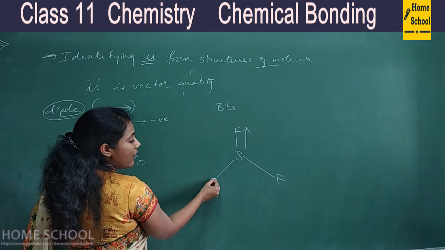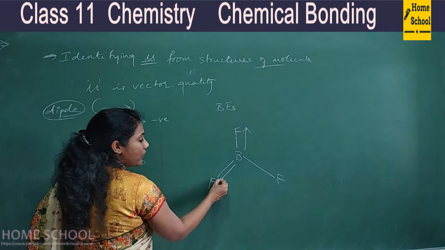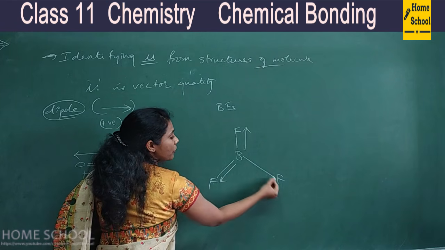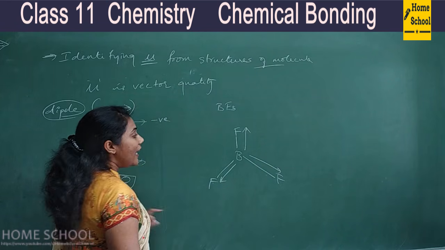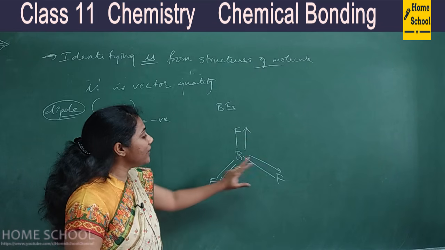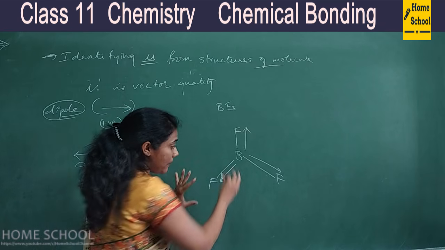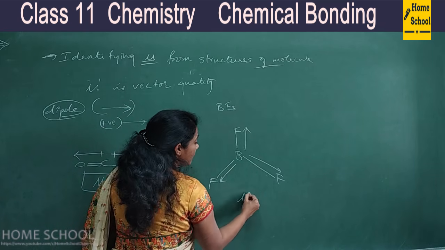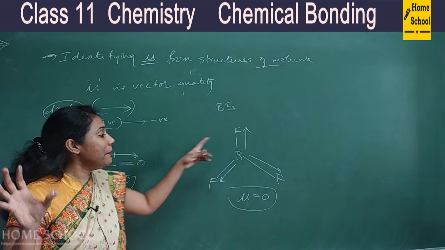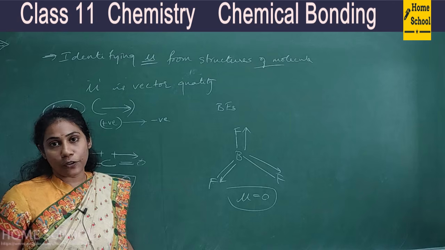And for this bond, how will you show the dipole? Positive, negative. So dipole you have to show this way. For this bond, how will you show the dipole? Positive, negative. So dipole is this way. And it is planar, and this is how the dipoles are. All in different directions, and the molecule is highly planar. So here also dipole moment will be 0. Remember, for any planar molecule, the dipole moment will be 0.